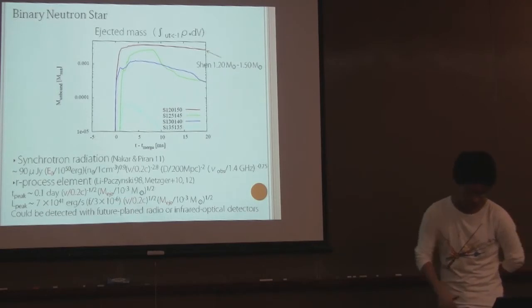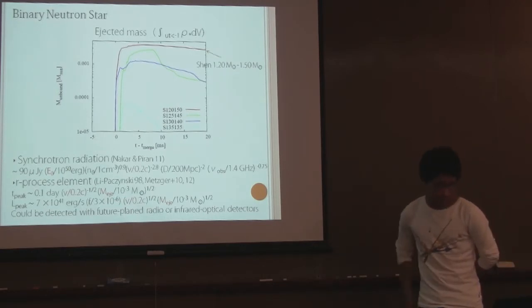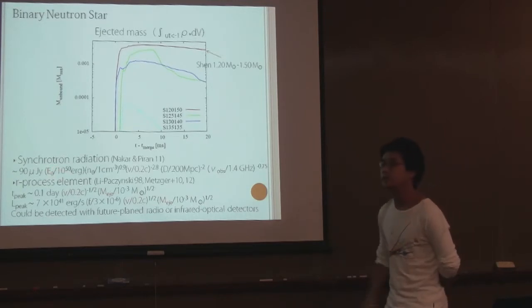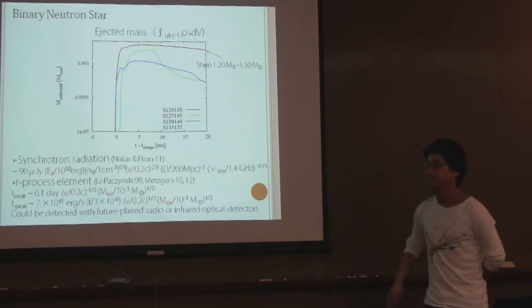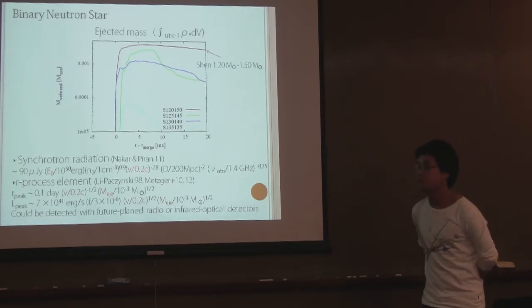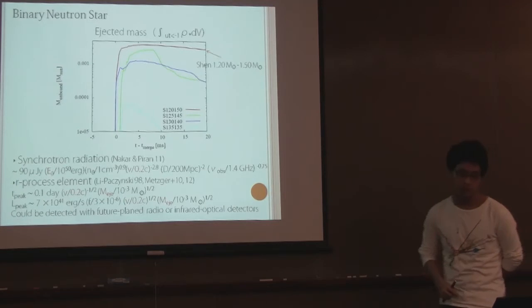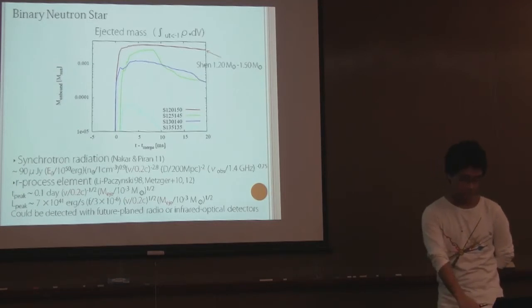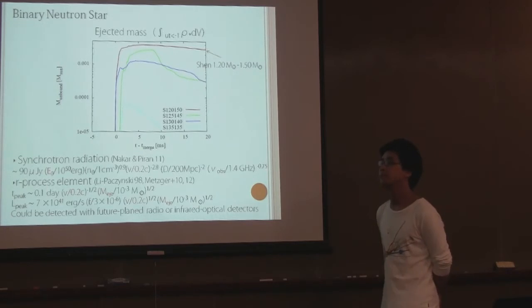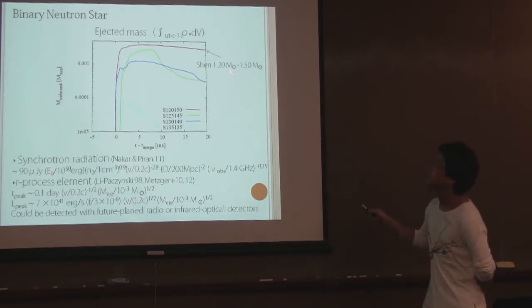So what are the kinetic energies that the ejecta has? Typically 10 to the 50 ergs. And how fast is the material moving? Typical velocity is about 20% of the speed of light. So the most asymmetric mass ratio has the most ejecta, as you would expect. Right.